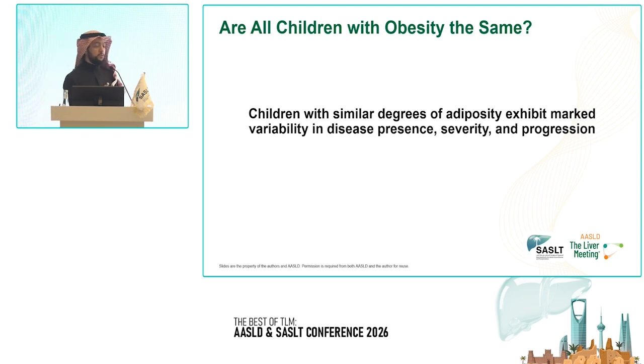When we think about children who are obese, they are not all the same. Some obese children will develop MASLD, some will develop MASH, and some will develop nothing. So what are the risk modifiers here in these children?